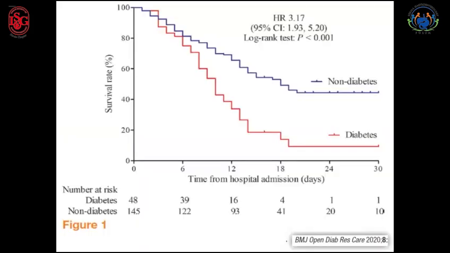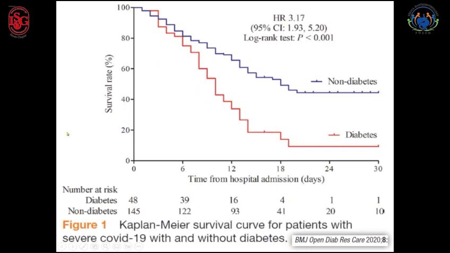As you can see in this figure, there are two lines. One line represents patients with severe COVID without diabetes, and the other one is patients with diabetes. This shows the survival probabilities of these persons when they are followed up for about 30 days. These types of curves, which show the survival probability over a period of time, are called survival curves. And they were described by two statisticians, Kaplan and Meier.